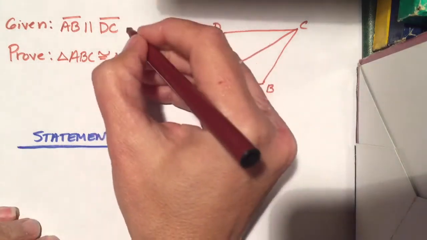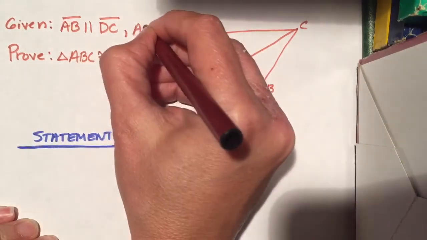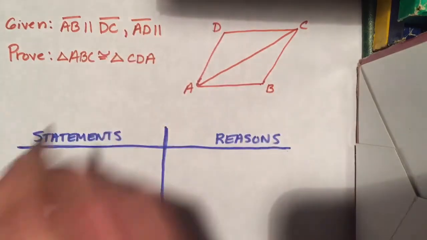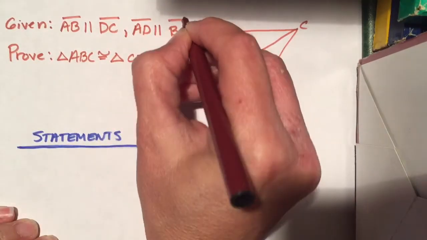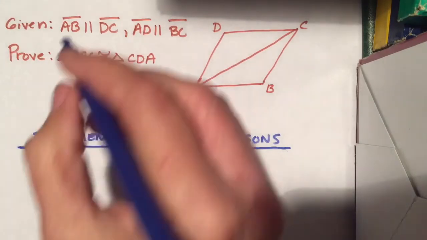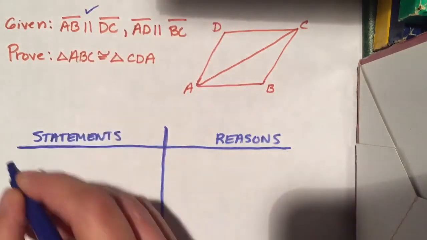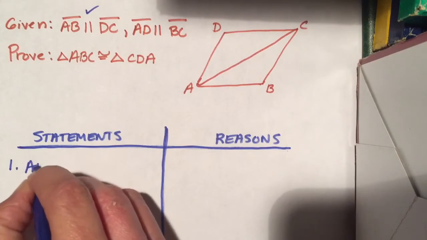All right? So on this particular proof, I did leave something out. AB is parallel to DC, and AD is also parallel to BC. I did leave that out, because sometimes my brain doesn't work. Those of you that have me in class know that. We have the given, so let's start off with our first given. AB is parallel to DC.